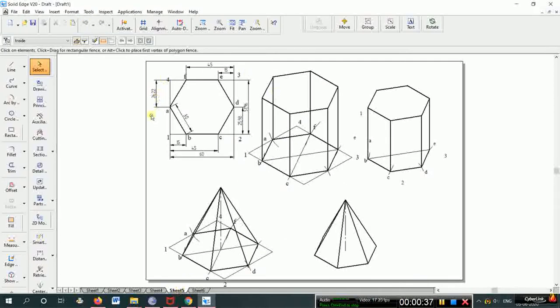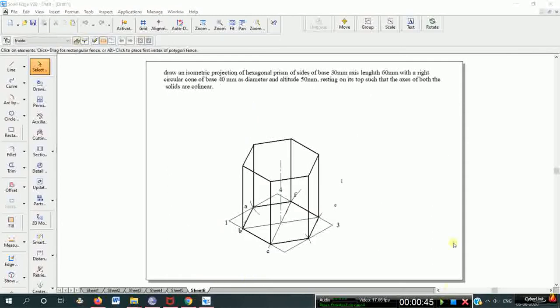As per the previous problem, we learnt about that. It is a 30 mm base hexagon. How to construct that? I have shown it here. So now a cone has to be placed on this hexagonal prism.